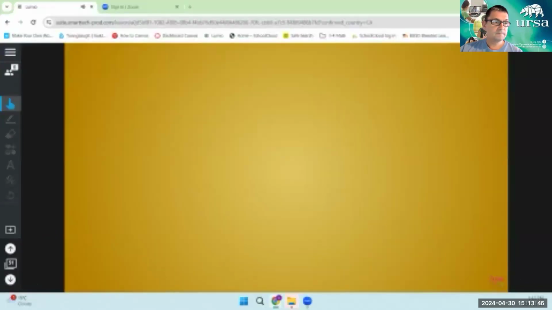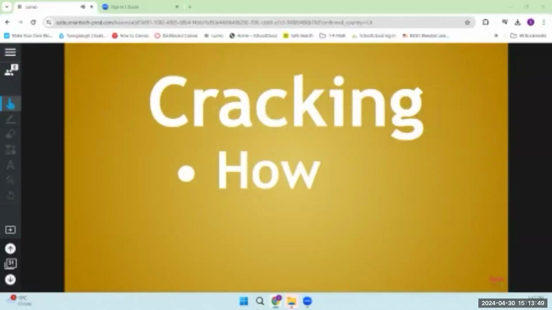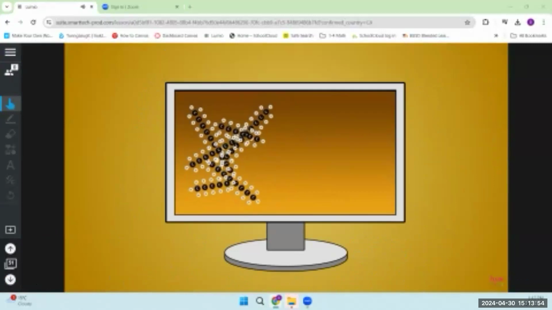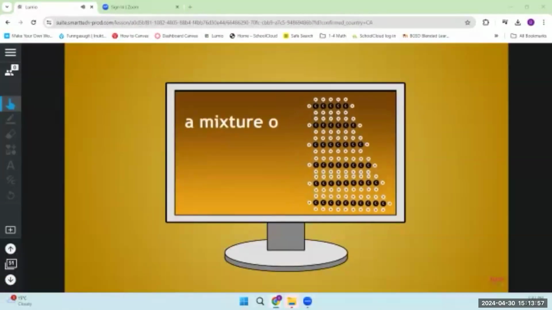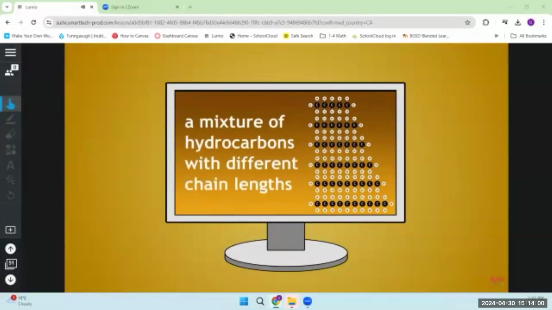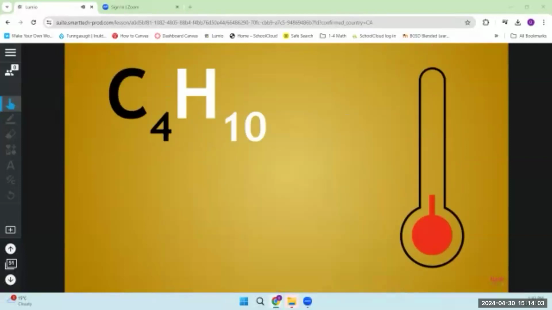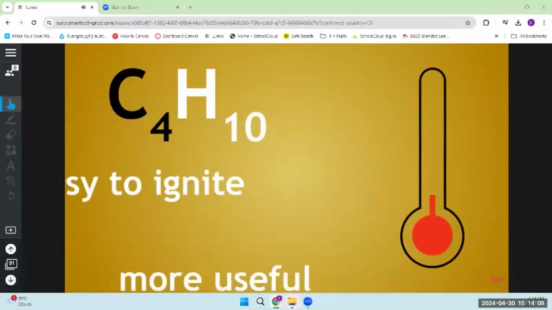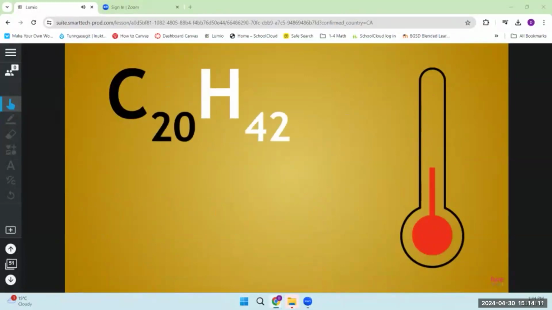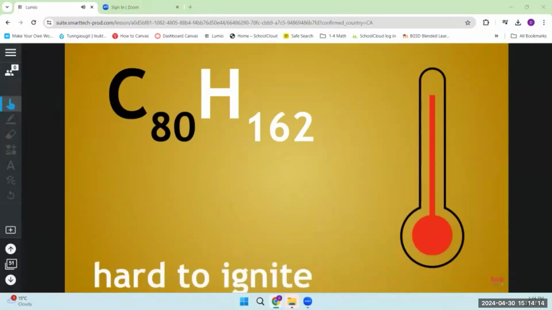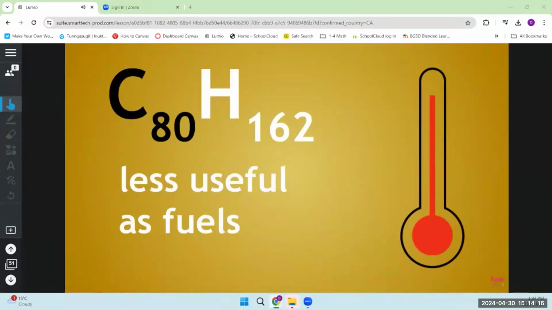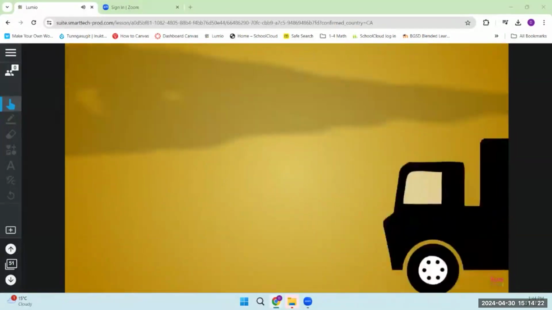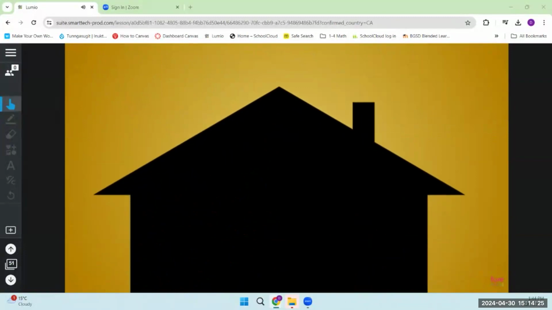In this video, you will learn about the process of cracking, how it is carried out, and why it is done. From our video on fractional distillation, you should know that crude oil is a mixture of hydrocarbons with different carbon chain lengths. Smaller hydrocarbons have a lower boiling point and are more volatile, making them easy to ignite and more useful as fuels. Larger hydrocarbons have a higher boiling point, are harder to ignite, therefore not as useful as fuels. We use a lot of fuels in our day-to-day lives, driving cars, aeroplanes, lorries, and even heating our homes.